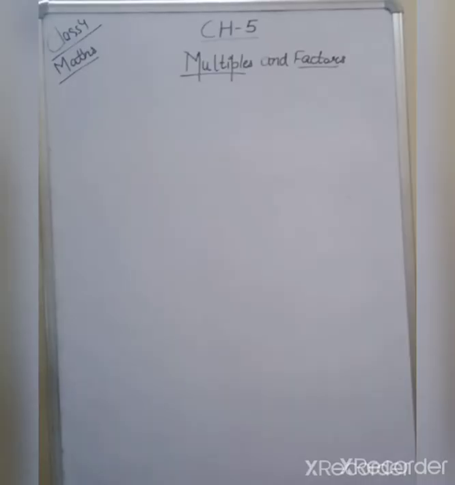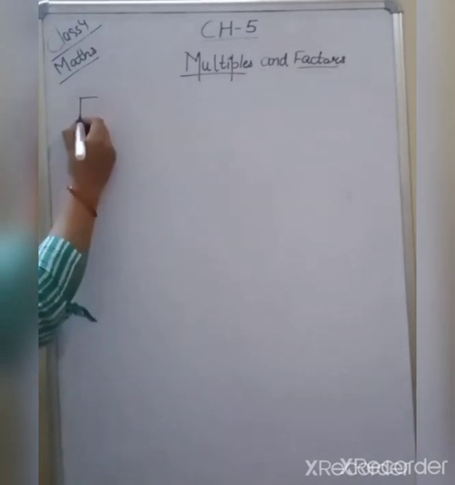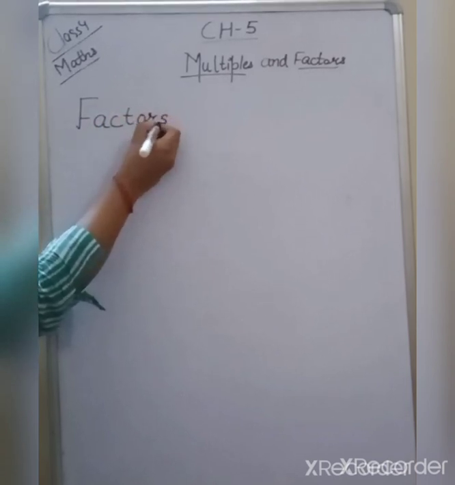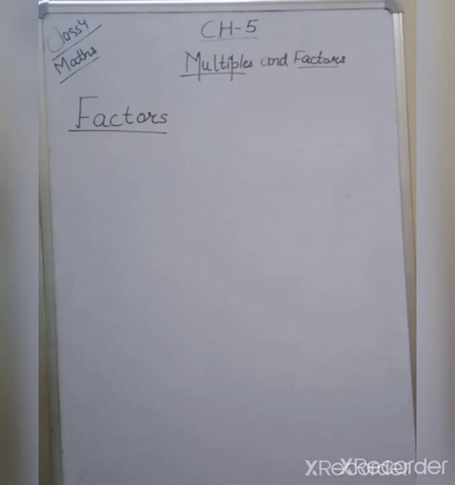So, students, today we are going to continue chapter 5. The name of the chapter is, as you know, multiples and factors. In earlier class, we have done multiples. Now, in today's class, our topic is factors. Let us learn about factors. The question arises, ma'am, tell us what are factors. So students, I will tell you what are factors.